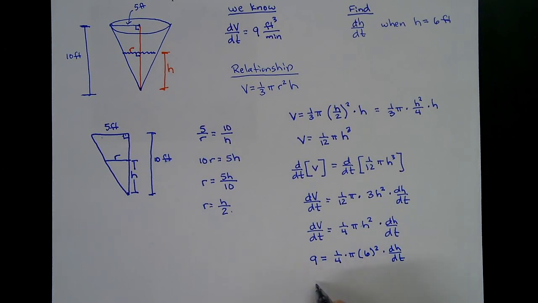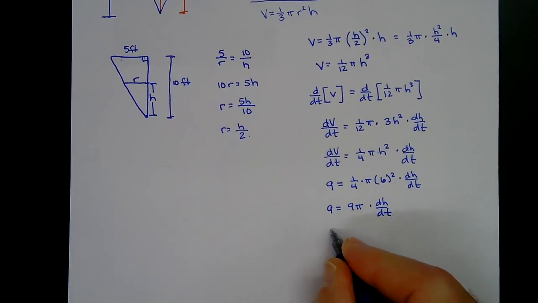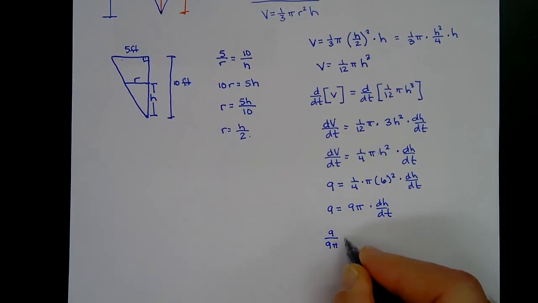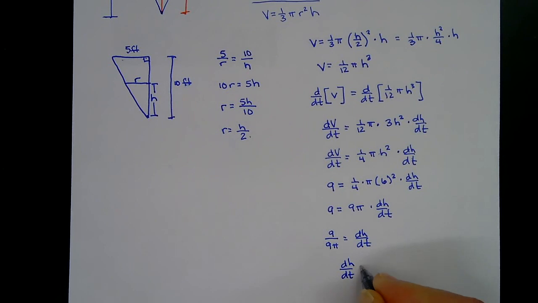So this gives you 36, and 1/4 of 36 would be 9. So this makes 9 is equal to 9 pi times dh over dt. And so I'm going to divide both sides by 9 pi. So I get 9 over 9 pi is equal to dh over dt. My 9's cancel, they make a big 1. So dh over dt, the simplified version of it, would be 1 over pi.